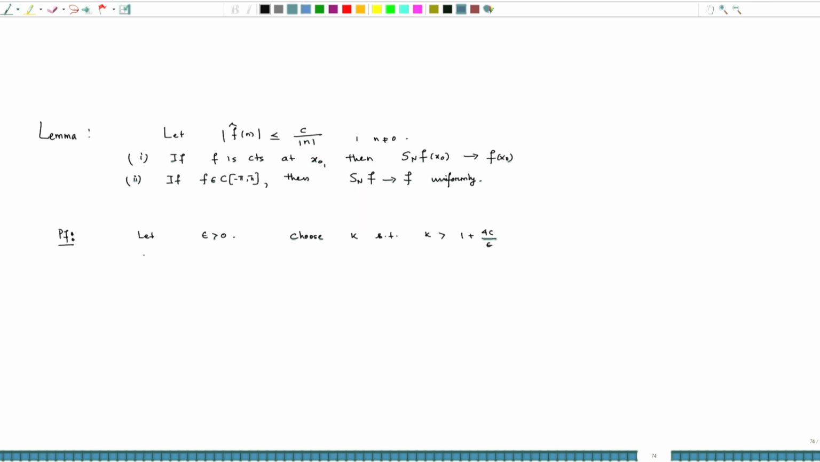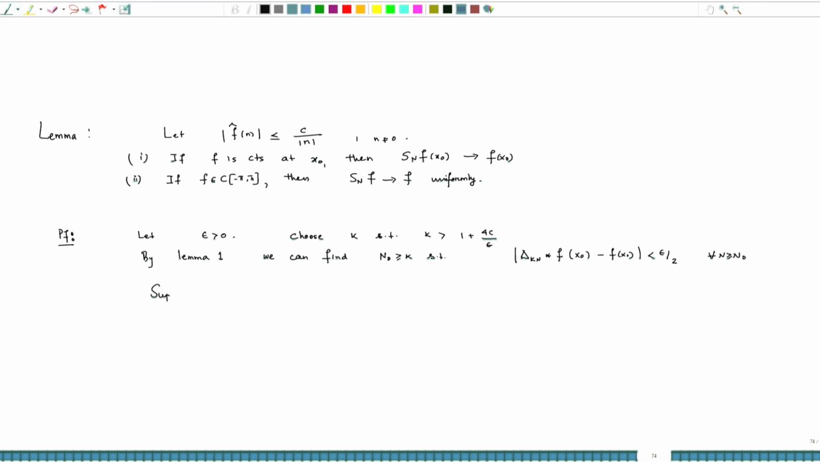Then by lemma 1, we can find n sub naught, which is greater than or equal to this k, such that the modulus of delta kn convolution of f at x naught minus f of x naught is less than epsilon by 2 for all n greater than or equal to n sub naught, because this converges as f is a continuous function at x naught. This is a good kernel, that is what we had seen.